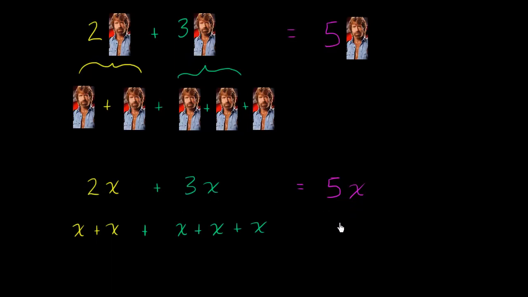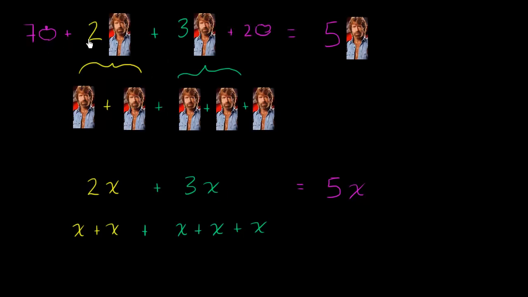Now let's think about this a little bit more. Let's go back to this original expression, the 2 Chuck Norrises plus 3 Chuck Norrises. Let's say to that we were to add 7 plums over here. This is my drawing of a plum. So we have 7 plums plus 2 Chuck Norrises plus 3 Chuck Norrises, and let's say that I add another 2 plums here. So what would this whole thing be?